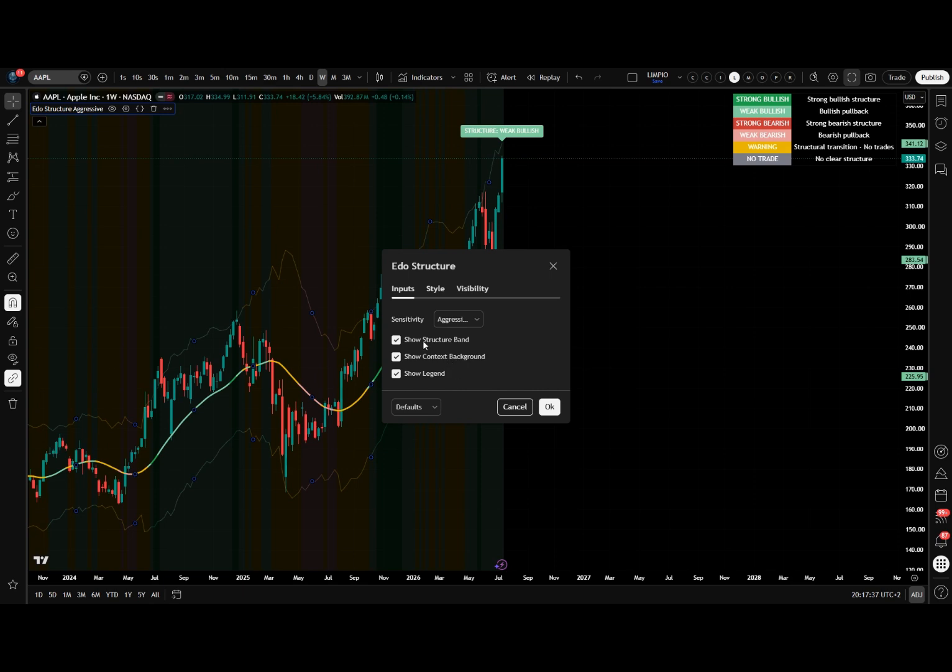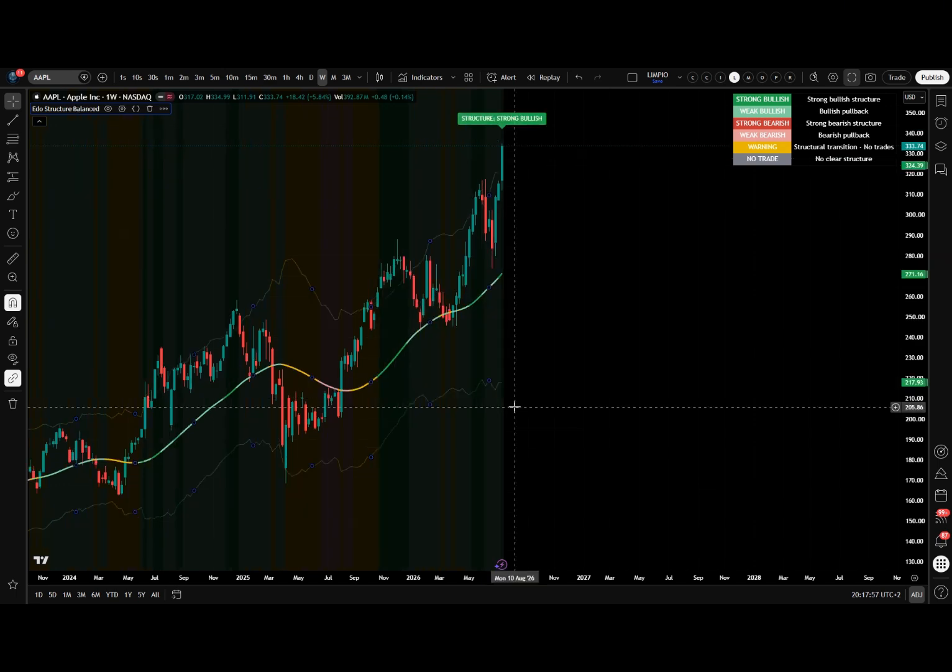Below that, a few visual switches. Show structure band draws the adaptive range around the line. Show context background tints the whole chart with the color of the active state. And show legend turns that reference table in the corner on or off. These are display choices, they do not change the reading. We cancel to keep the defaults.